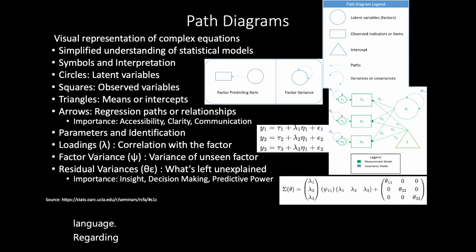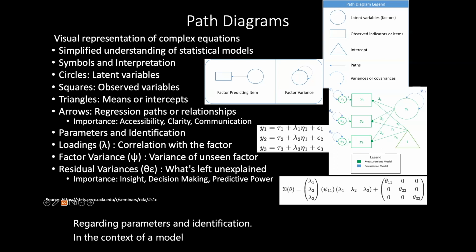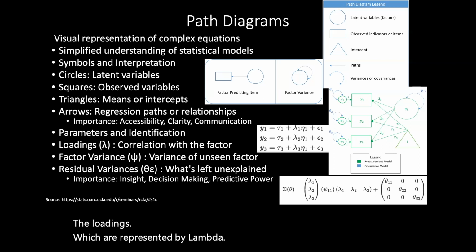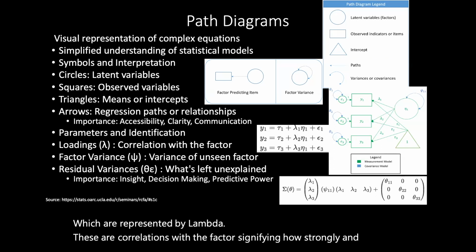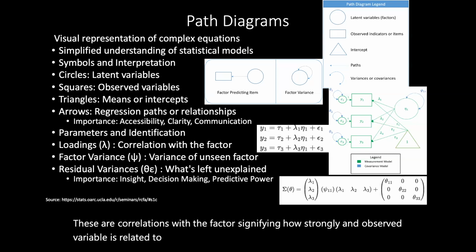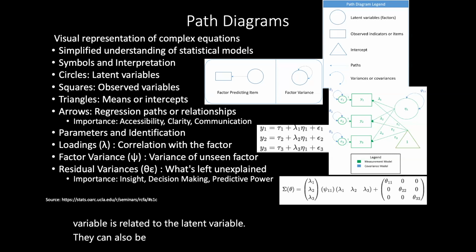Regarding parameters and identification, in the context of a model, parameters are the numerical quantities that define its characteristics. Let's delve into the key ones. The loadings, which are represented by lambda. These are correlations with the factor, signifying how strongly an observed variable is related to the latent variable. They can also be interpreted as the regression weights of the latent variable on the observed ones.